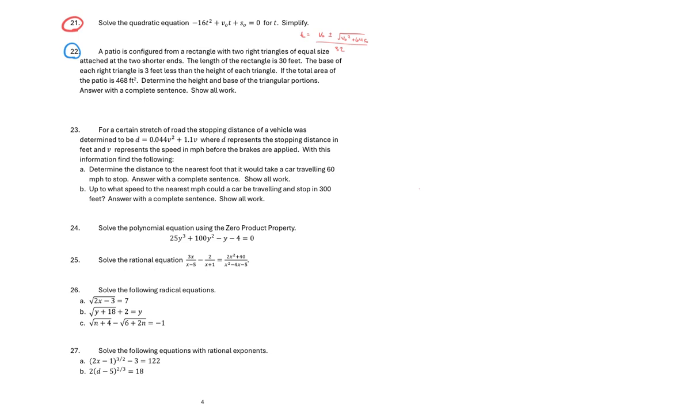So let's try drawing what we're imagining here. So we know that there's going to be a rectangular portion, which might look something like this. And we know that the length of this rectangle is 30 feet. And we also know that at the shorter ends of the rectangle, there's 2 right triangles of equal size. So maybe something like this here.